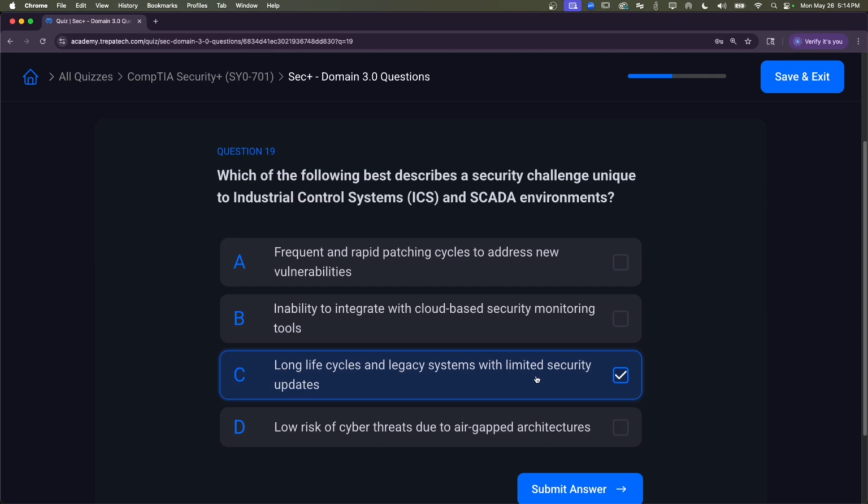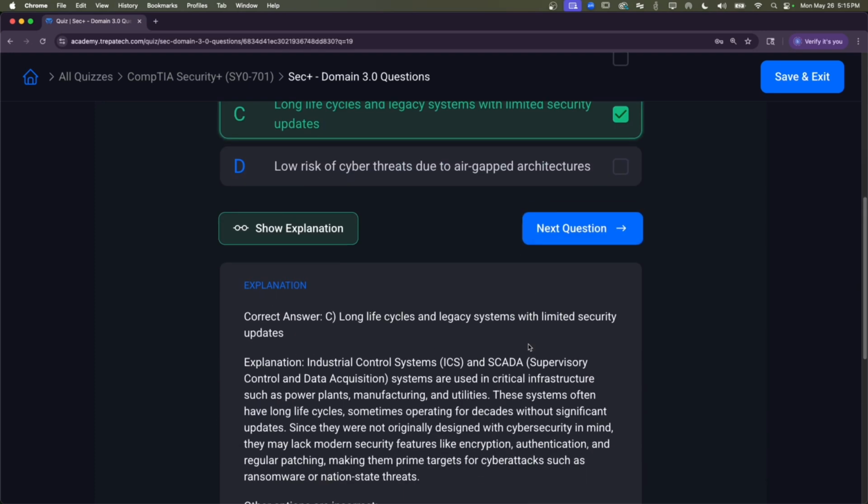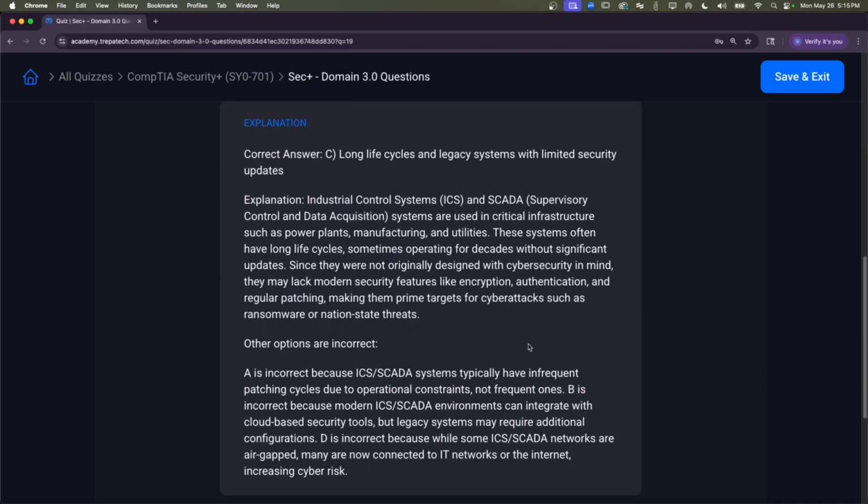We're gonna go with C, right? They always have legacy systems on there because they're built to last. My example is always like a dam. A dam built in the 1980s. We can't just replace that computer right away. We can't just replace the software and hardware right away for that. Things may not be compatible, so you just have to deal with legacy equipment. So the correct answer is C, long life cycles and legacy systems with limited security updates.